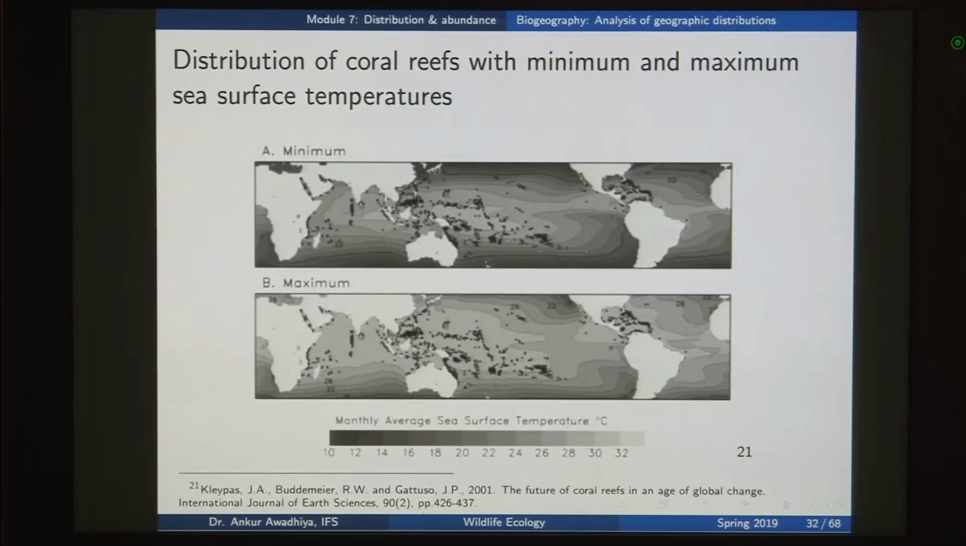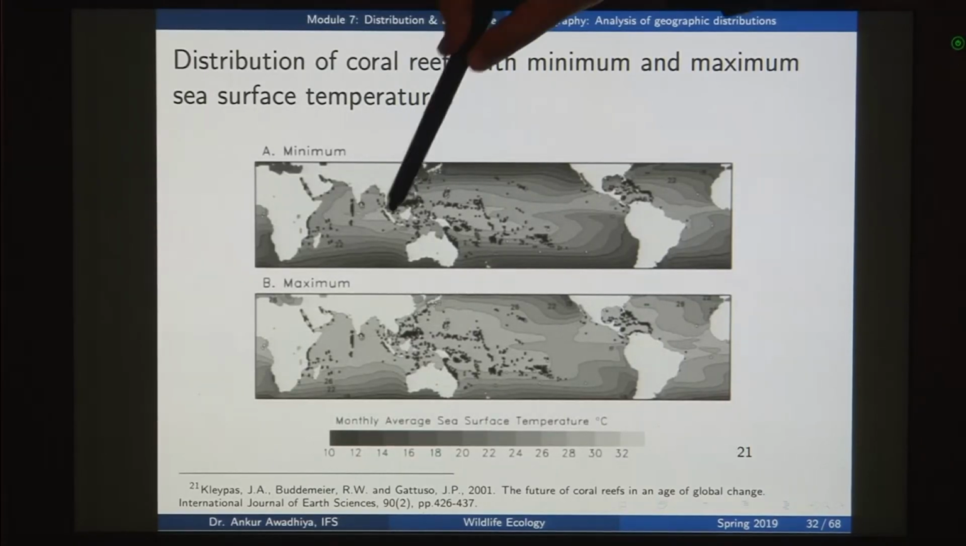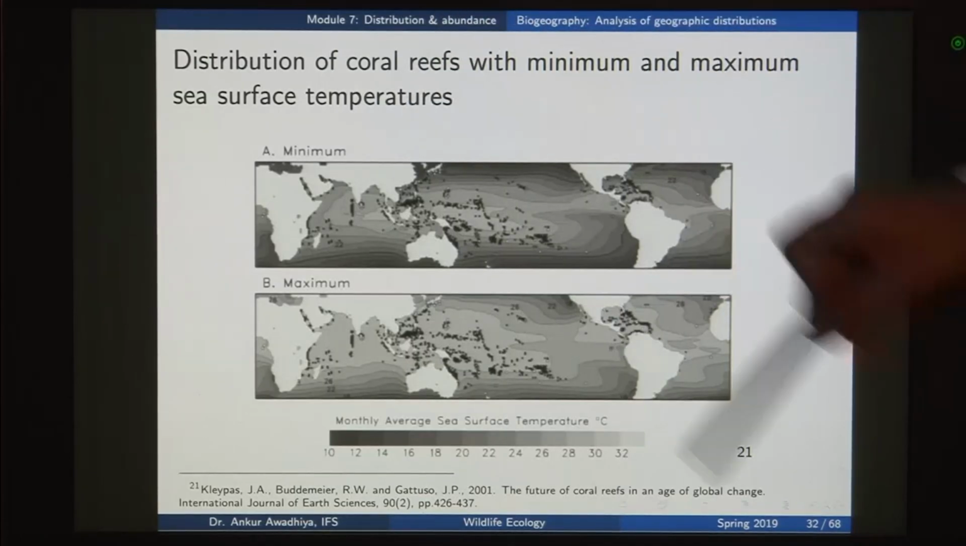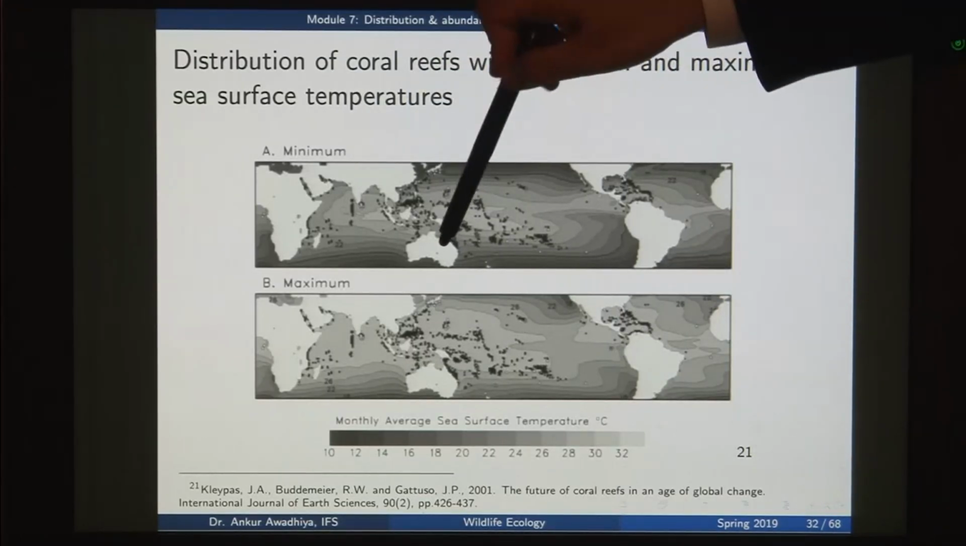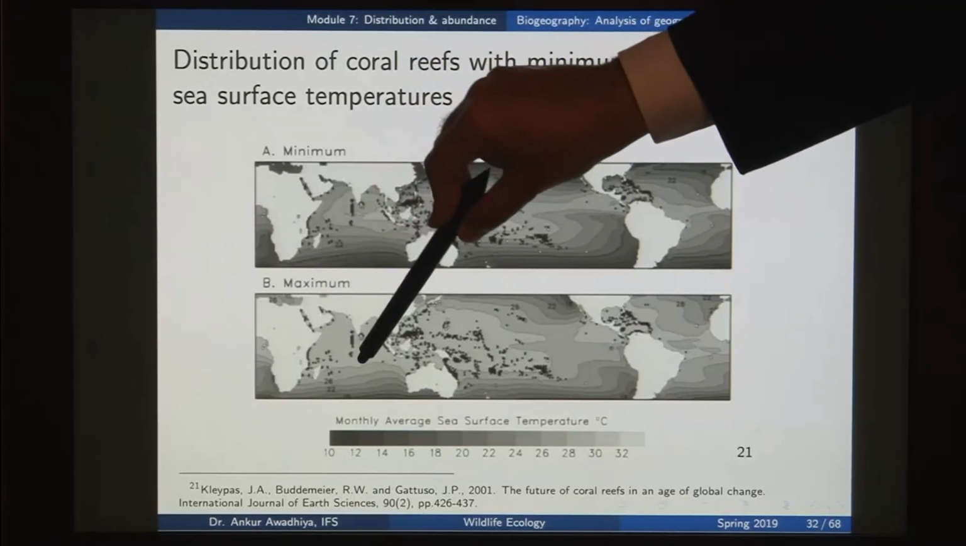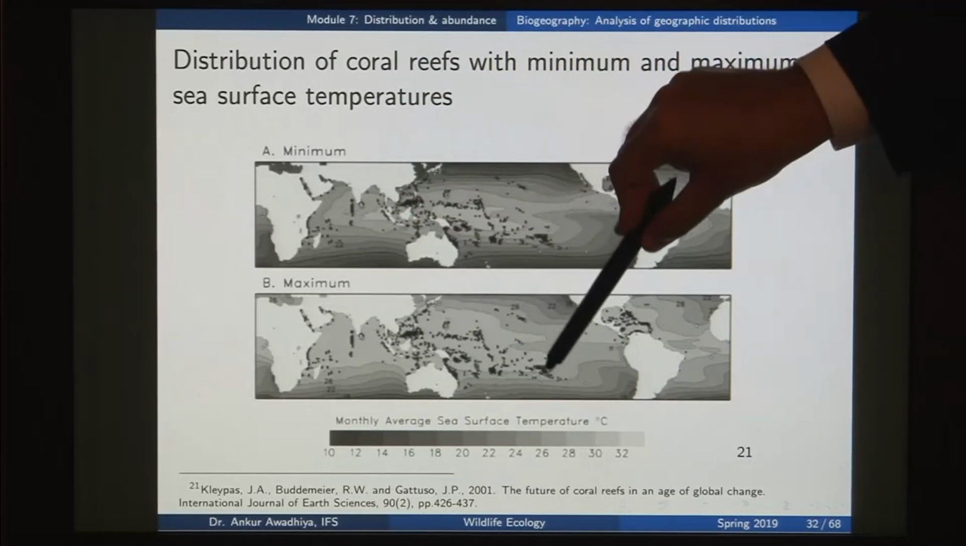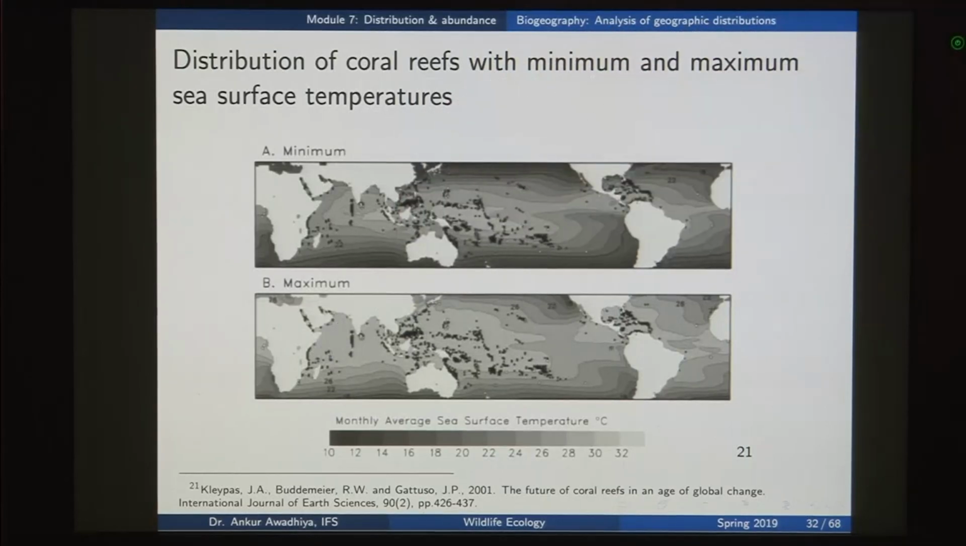Or if we talk about, say, the coral reefs. Now, we have the coral reefs in these areas, and here we have the minimum and the maximum temperatures of the seas. Here you can see that the maximum temperature in these areas is following this particular isotherm. So, maybe the question why the corals are found in this area has a lot to do with the maximum sea temperature that can be tolerated by this particular species, or it can be related to the minimum sea temperature that can be tolerated by this species. Why is this species not found to the very north or to the very south?